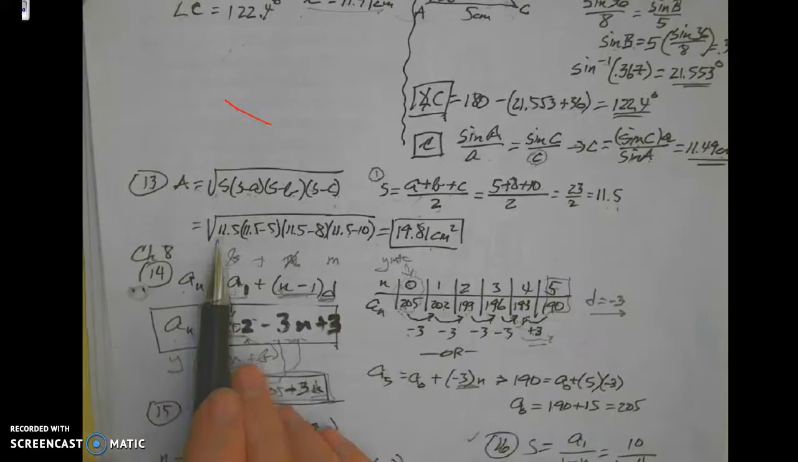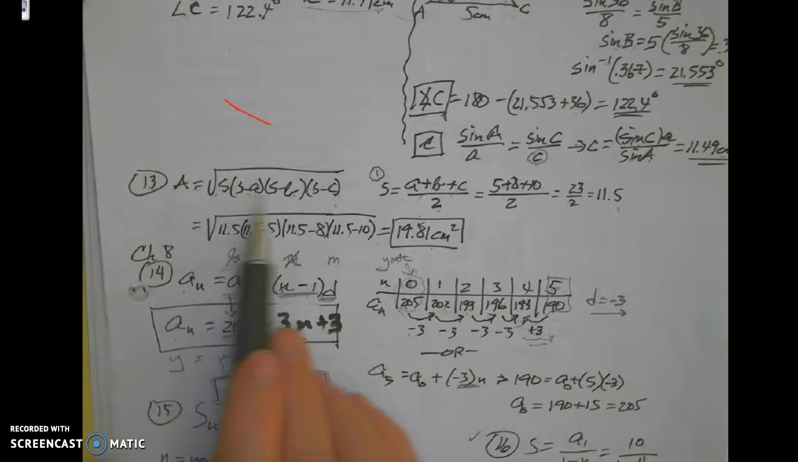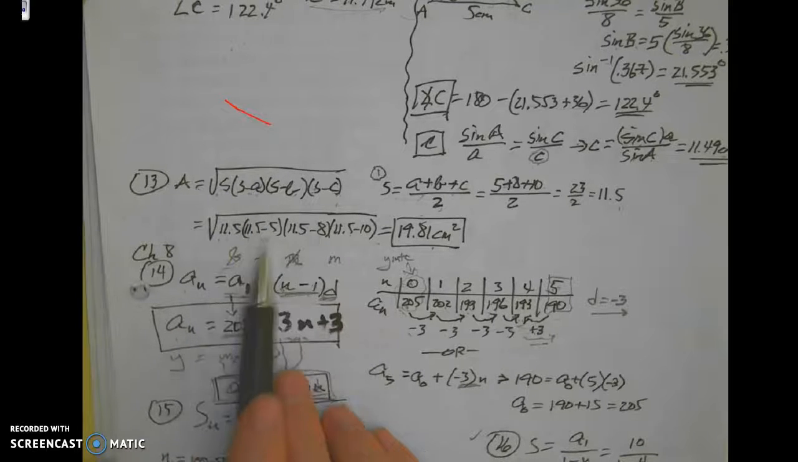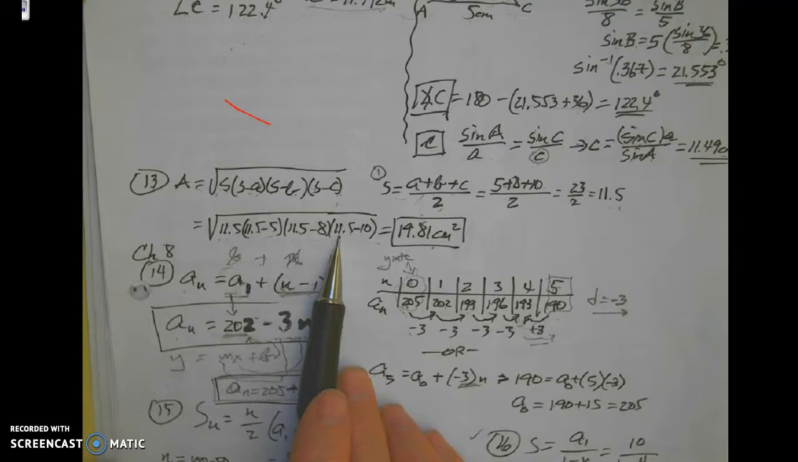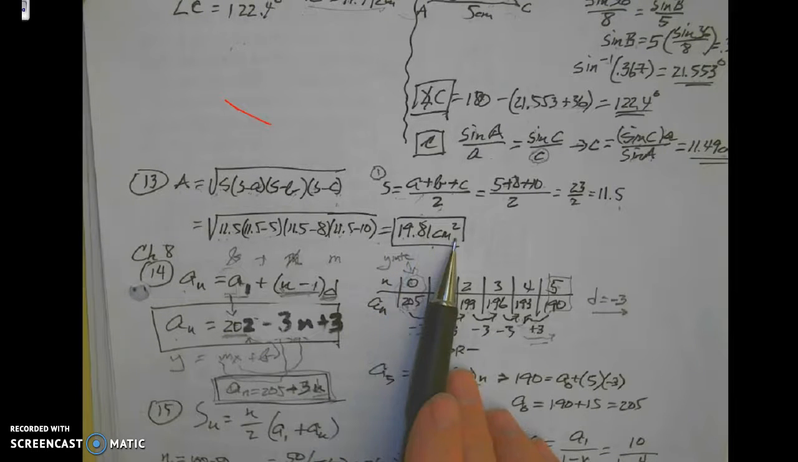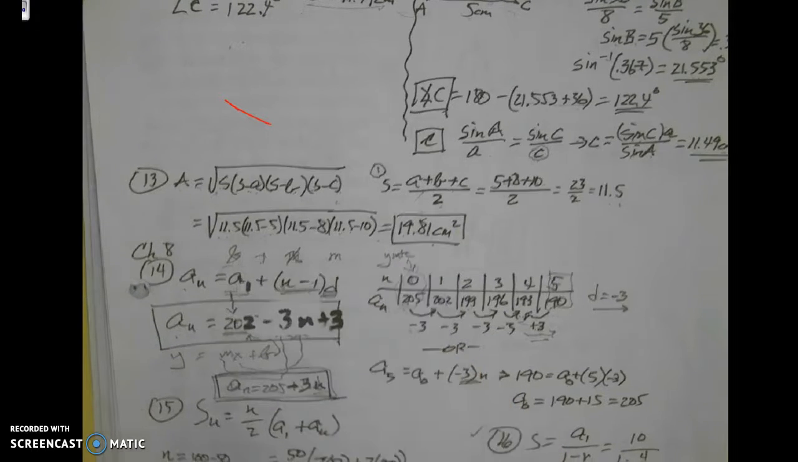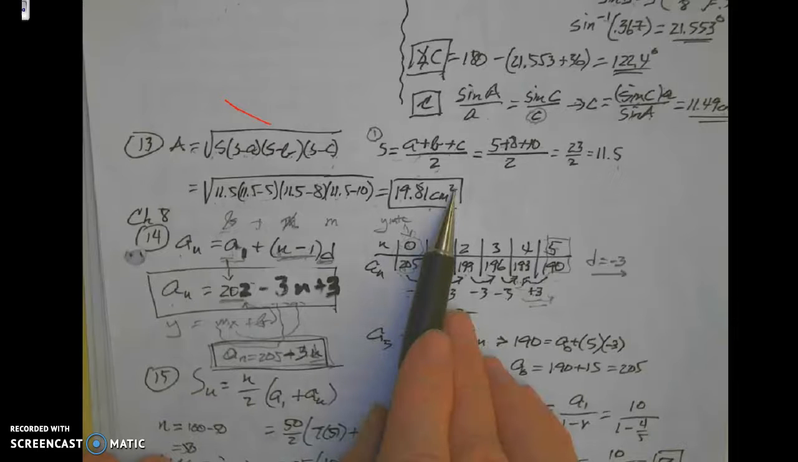Then I'm going to use S in this formula here and here and here and here. And when I plug those in carefully with my calculator, I do the subtraction, the multiplication, and I get 19.81 centimeters squared. That should have been out to 3 decimals. Just make sure it's centimeters squared because you're talking about area.